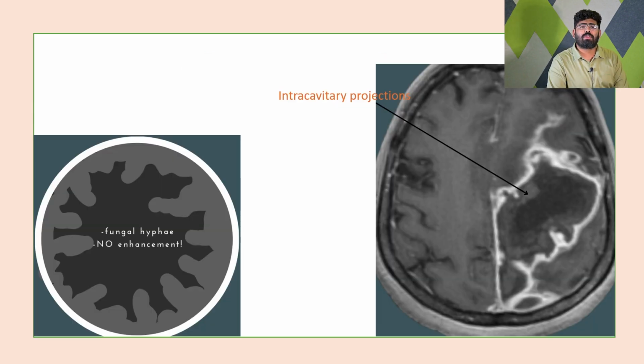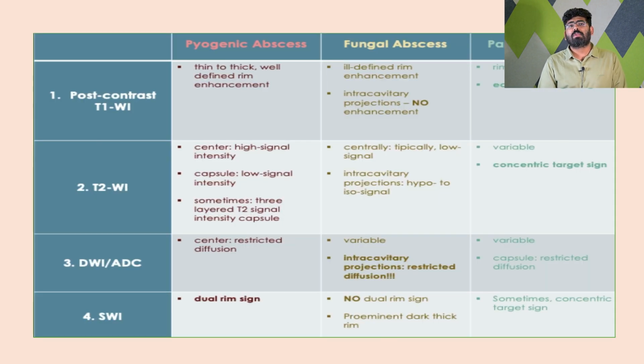And this is what I have been speaking about from the start: the fungal hyphae, which don't show enhancement in these internal projections. These intracavitary projections show diffusion restriction and don't show enhancement. So this is the fungal abscess, which you won't see in pyogenic abscess. These are the differences you can see between fungal, pyogenic, and parasitic.